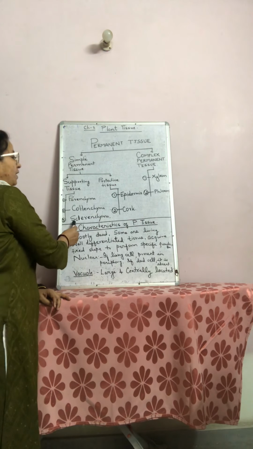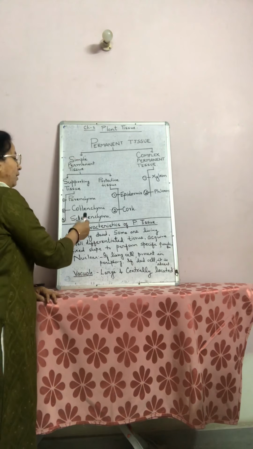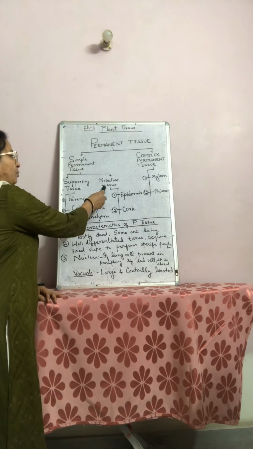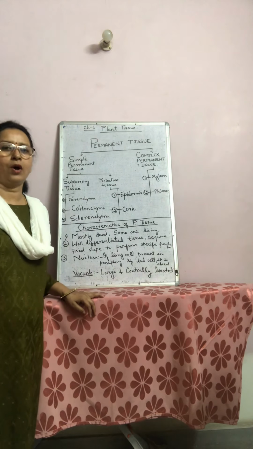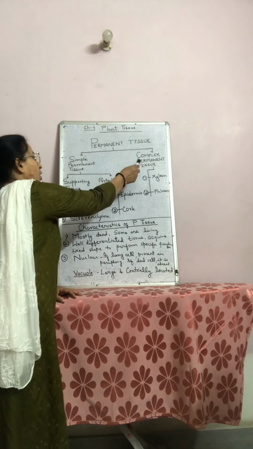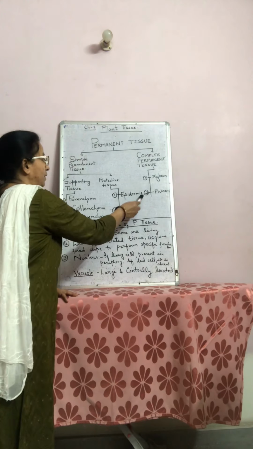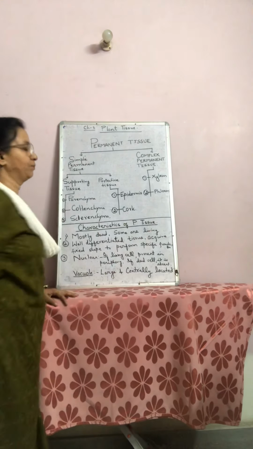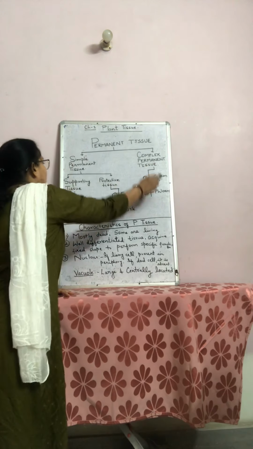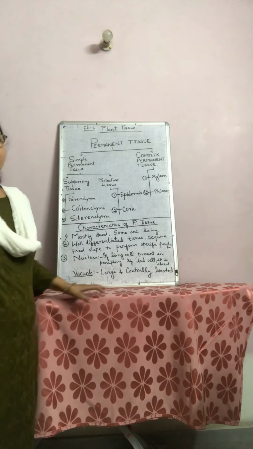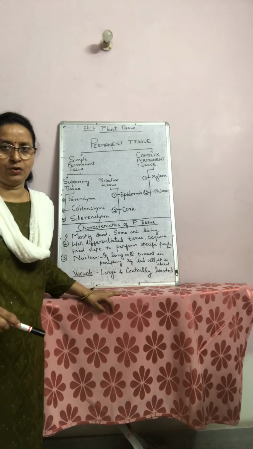Supporting tissue are of three types in plant body: parenchyma, collenchyma and sclerenchyma. Whereas protective tissue are of two types: epidermis and cork. Now come to the complex permanent tissue. It is again divided in two parts: xylem and phloem. Now you will see these all are the permanent tissue. Now you will see the main characteristics of permanent tissue.